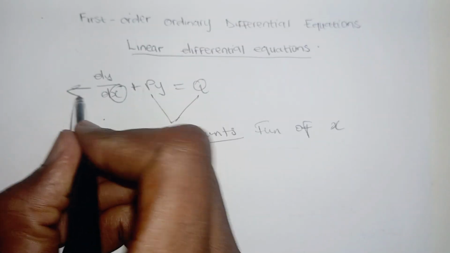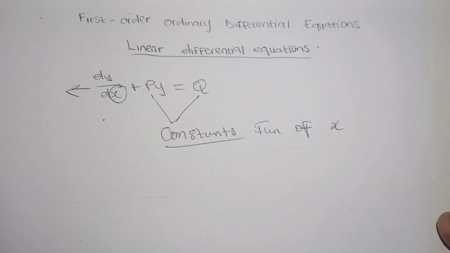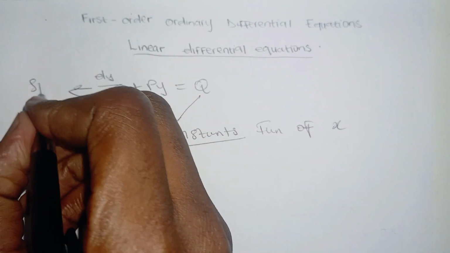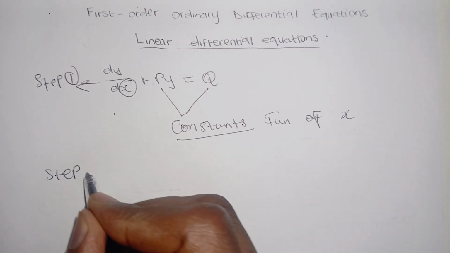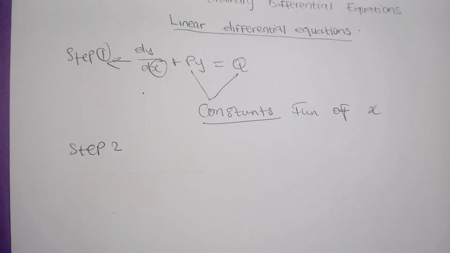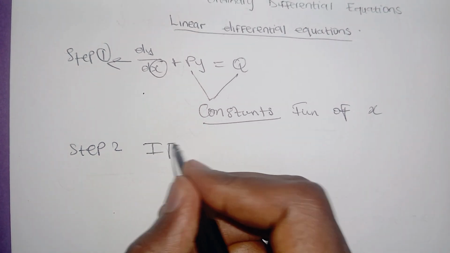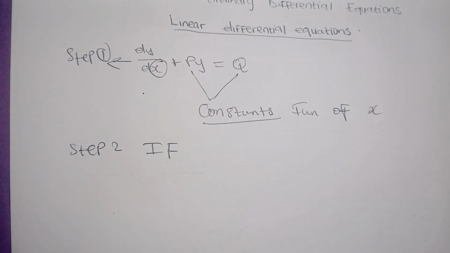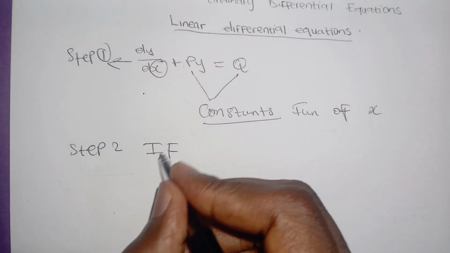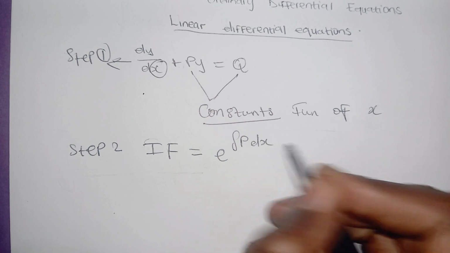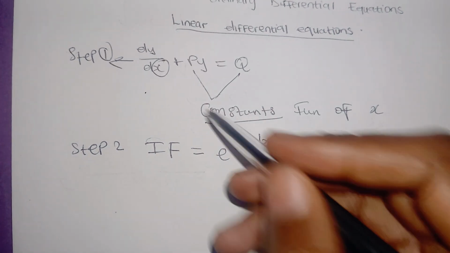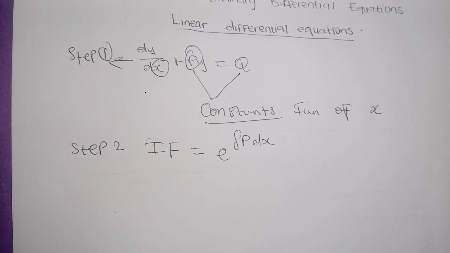Now this is step number one. You have to make sure that whatever equation is given is in the standard form of a linear differential equation. Now step number two, you need to find the integrating factor. You have to find the integrating factor, which is e to the power of the integral of p. You have to integrate the given p.